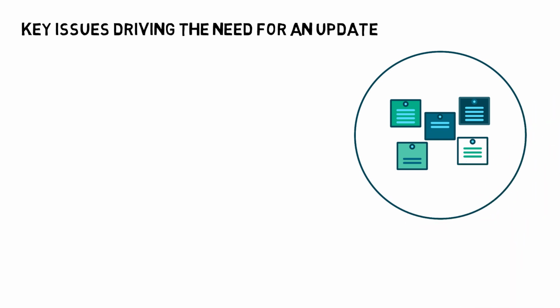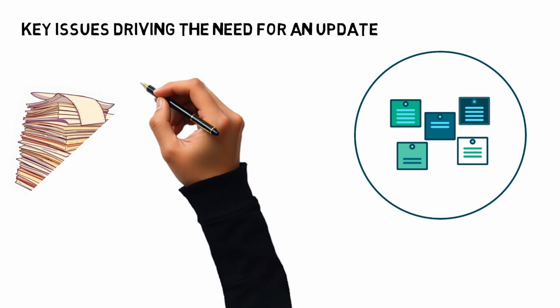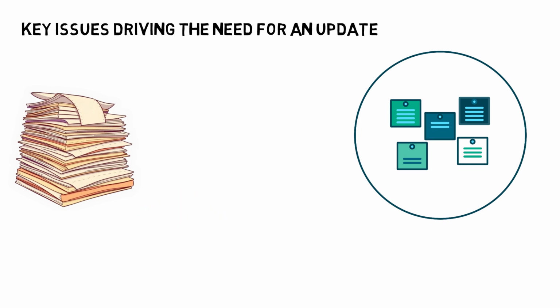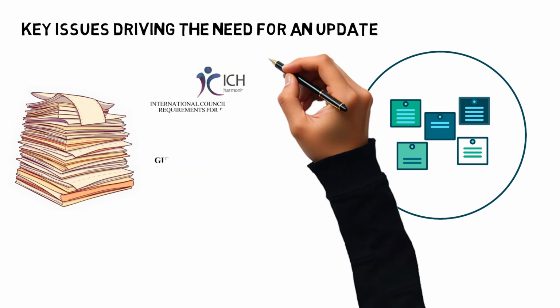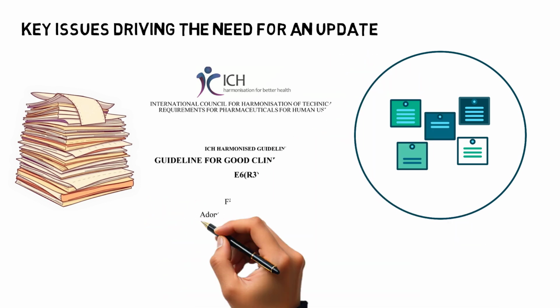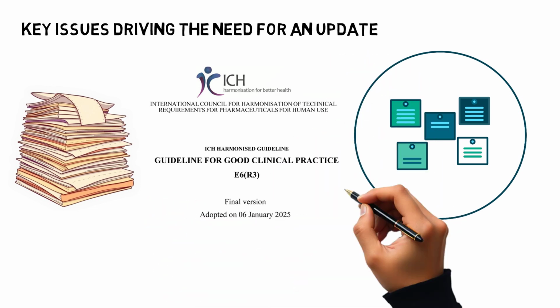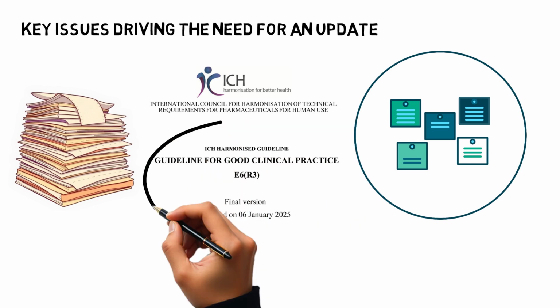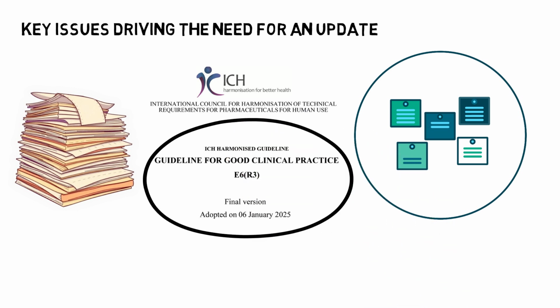Concerns within the academic community regarding the lack of proportionality in the guidelines. Challenges in meeting GCP requirements across diverse contexts, such as during public health emergencies. The inappropriate application of GCP requirements to scenarios where they were not relevant. To address these shortcomings, the R3 update, finalized on January 6, 2025, introduces a more adaptable framework that supports diverse trial designs, ensures proportionality in risk management, and aligns with the evolving landscape of clinical research.